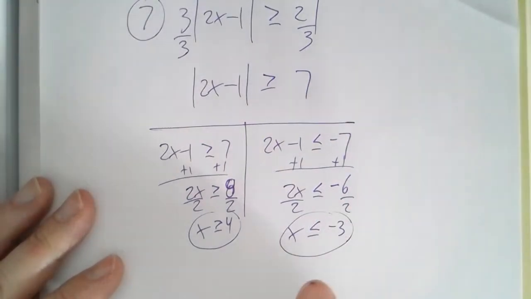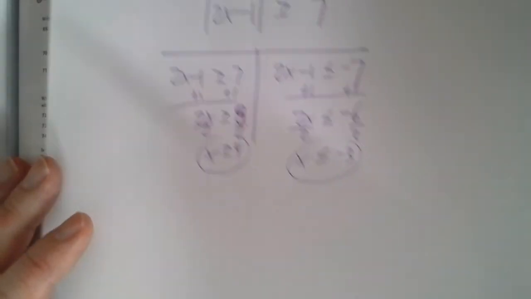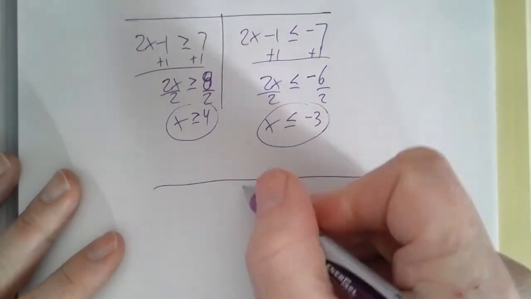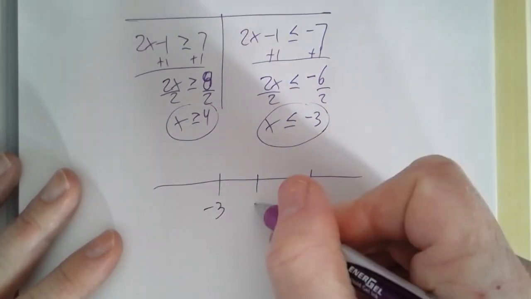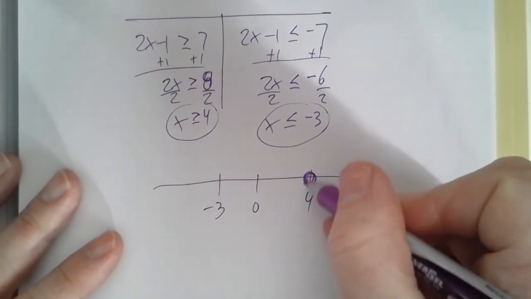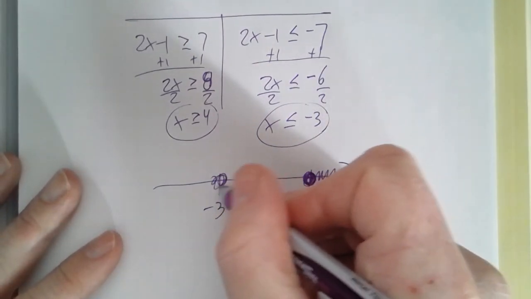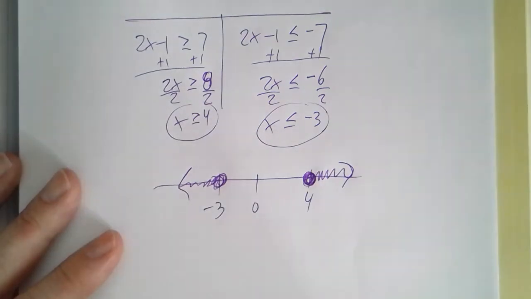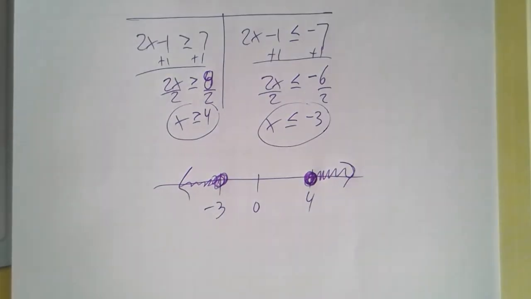And again, you can't be less than negative 3 and bigger than 4 at the same time. That's impossible. So that's why it's an OR situation. There's negative 3, there's 0, there's 4. Kind of space it out proportionally. There's 4. We go bigger than 4, closed circle. There's negative 3, less than negative 3, open circle. All right, and that takes care of this lesson, all these lessons on equations and inequalities and absolute value equations and inequalities.